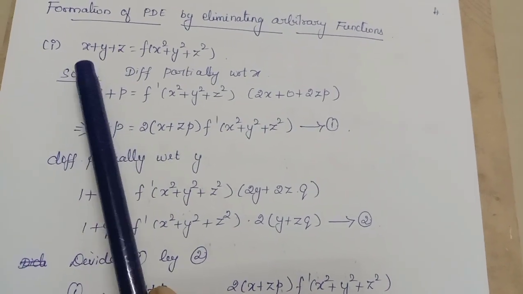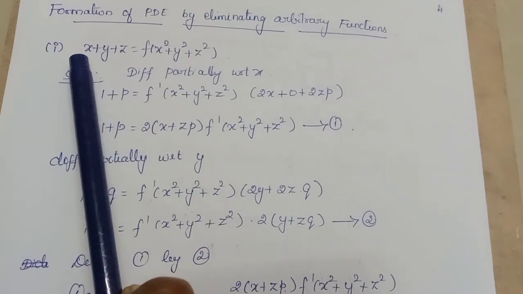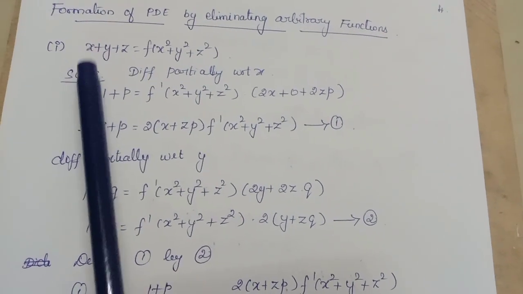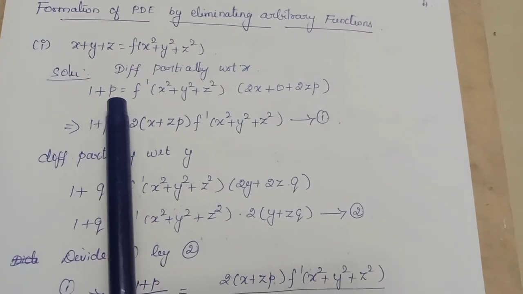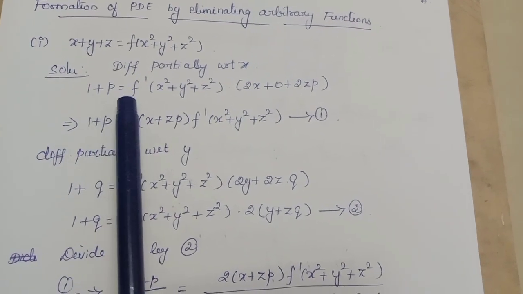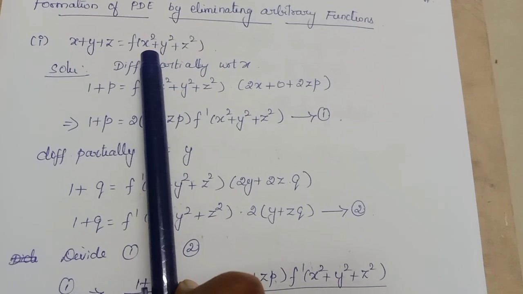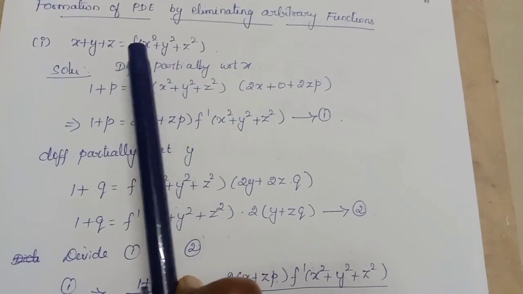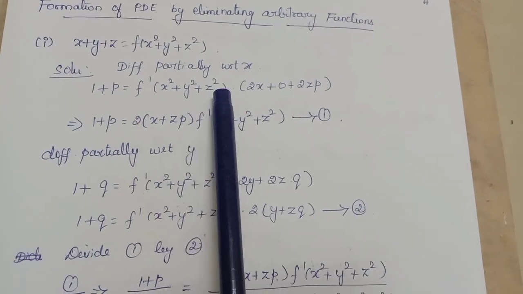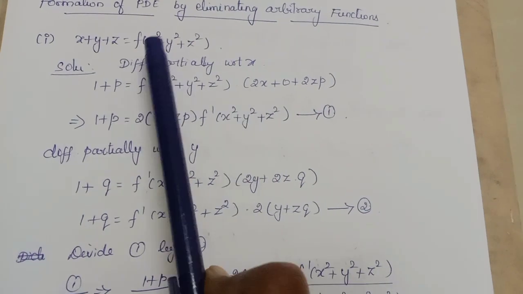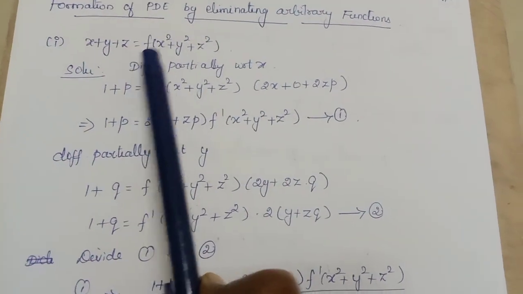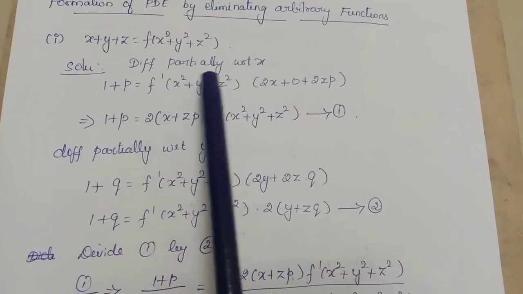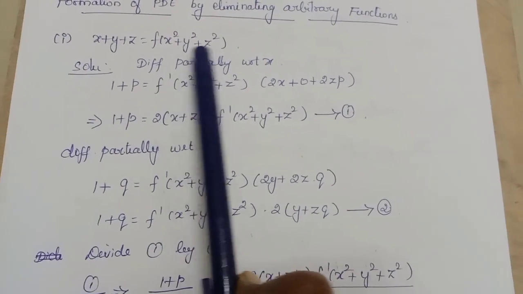Okay, right. Now first differentiate with respect to x. So when you differentiate with respect to x, x becomes 1, 1 plus y becomes 0 and z will become p. That is dou z by dou x, it's p. Equal to, when you differentiate a function f of something, that will be f dash of the value into differentiation of this function. That is called chain rule. Okay, so f of anything means f dash of the value into differentiation of this value.